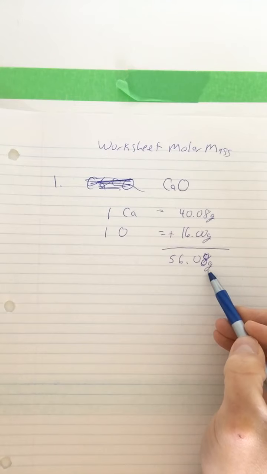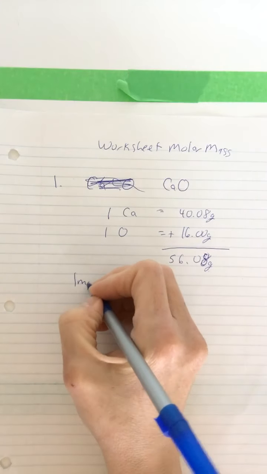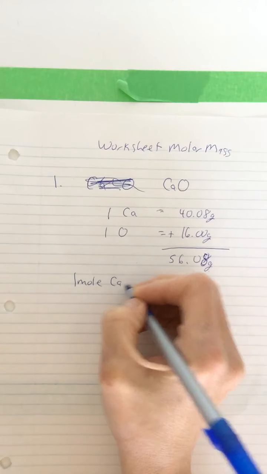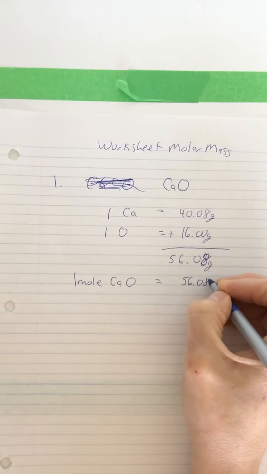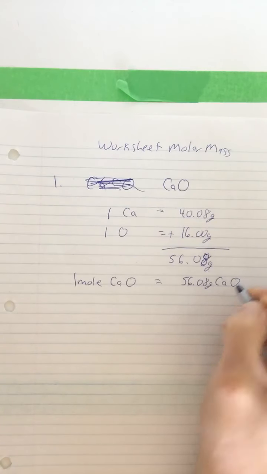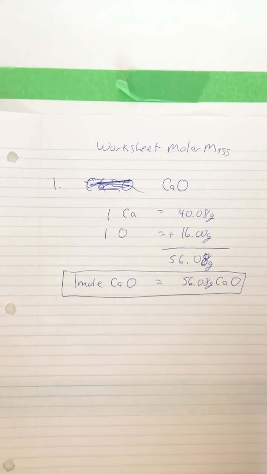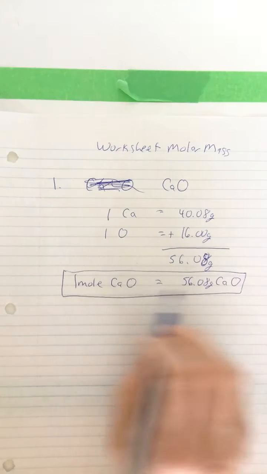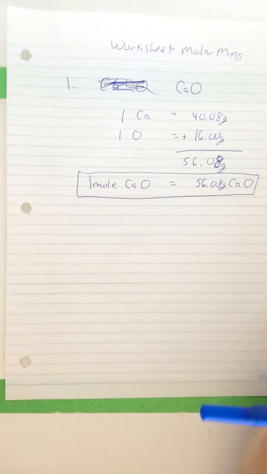56, or you can use your calculator, whatever you want. 56.08 grams. Okay, so the conversion unit on this is 1 mole of CaO is equal to 56.08 grams of CaO. That's what we found it to be. Okay, that's the bunk bed pair. We're going to use this later on. I'll bring this back. I'm going to do another one that's a little bit harder on the worksheet.